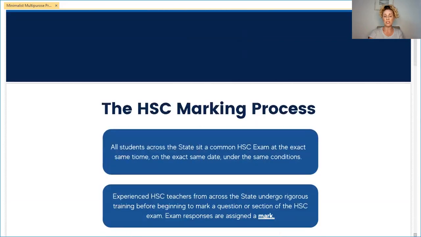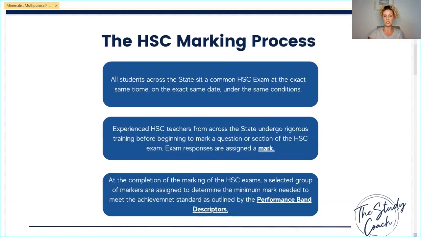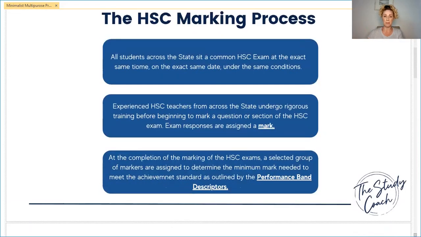So firstly, when we're talking about the band descriptors, I just want to go over the HSC marking process, because NESA do publish this on their website, and they outline the whole process to everyone. But mostly we probably don't spend an enormous amount of time looking at that, because as I've said, we're all time poor. It's really challenging to find all of that information buried in the depths of the website. So I've developed it into a really clear, simple three-step overview.